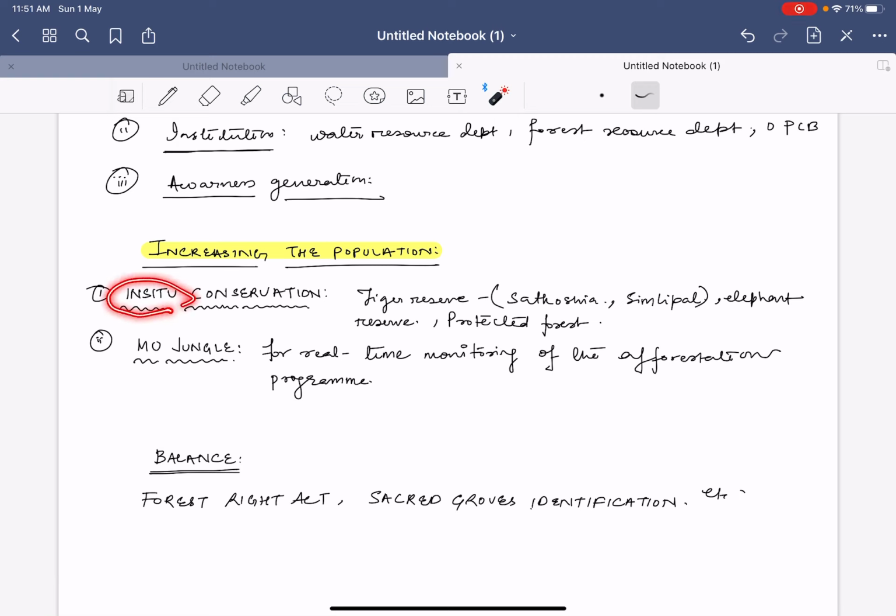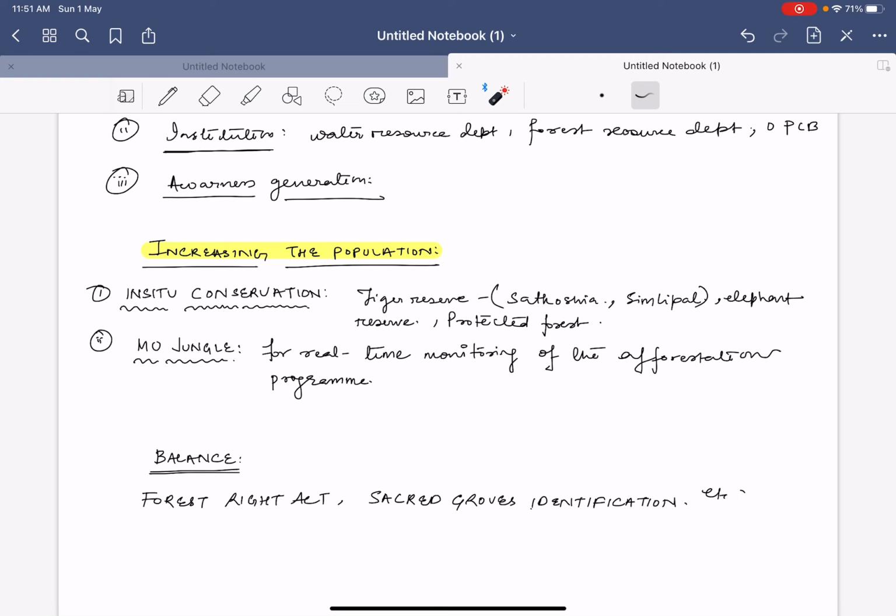We have the in situ conservation. What is in situ conservation? Tiger reserve, elephant reserve, protected forest. Next, we have the More Jungle. What is this More Jungle initiative? It was an initiative recently launched under the 5T initiative. It helps for the real-time monitoring of the afforestation program.